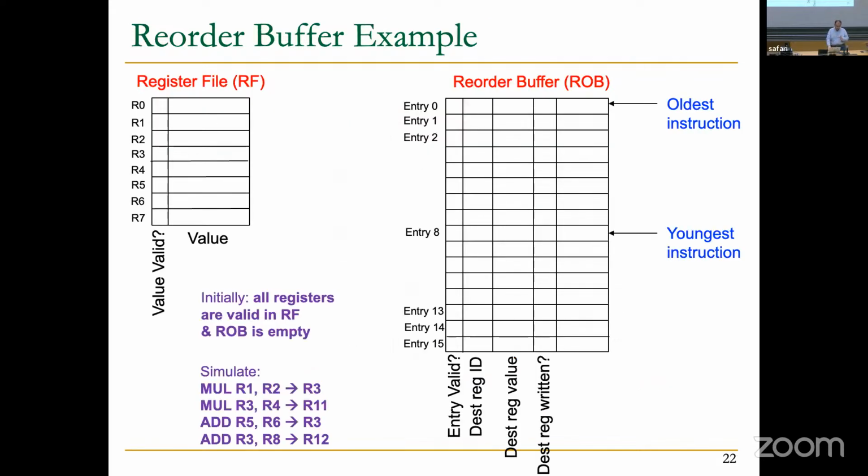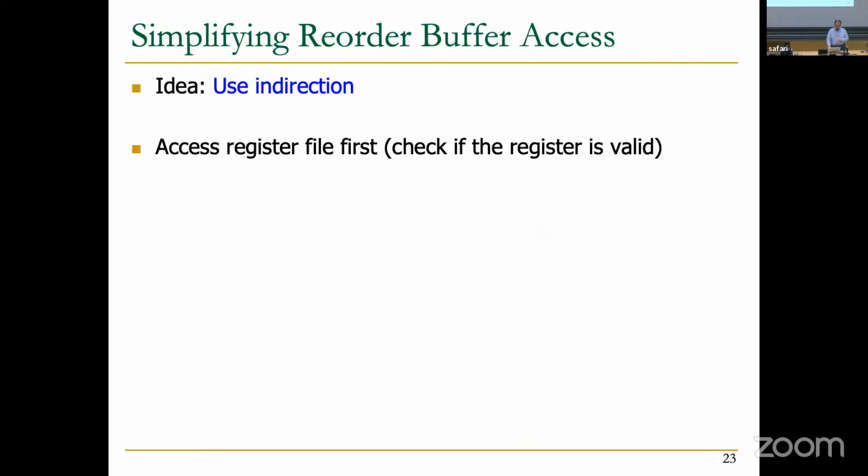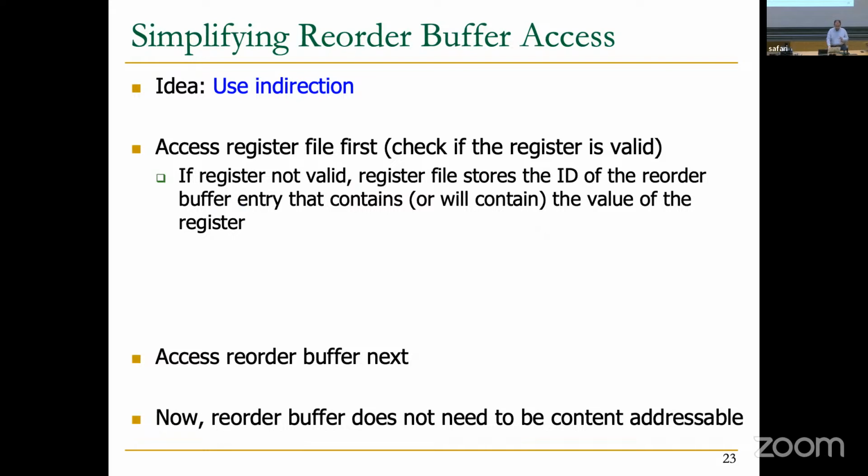To fix that problem, we use indirection for reorder buffer access as well. When we access the register file, we first check if the register is valid. If the register is not valid, the register file stores the ID of the reorder buffer entry that contains or will contain the value of the register. So we give an ID to reorder buffer entries, and the register file stores that ID for that register.